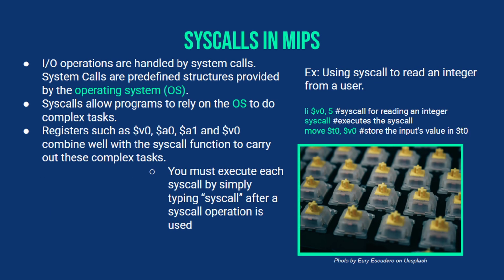And lastly, we have syscalls in MIPS assembly. I/O operations are handled by system calls. System calls are predefined structures provided by the operating system. Syscalls allow programs to rely on the operating system to do complex tasks. Registers such as V0, A0, and A1 combine well with the syscall function to carry out these complex tasks. Note, you must execute each syscall by simply typing syscall after a syscall operation is used.